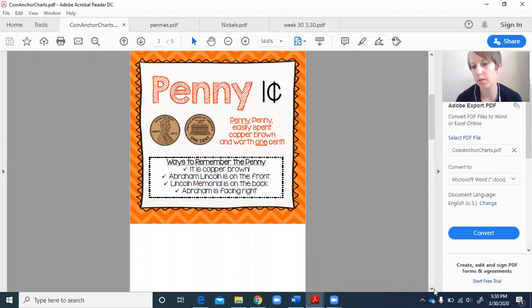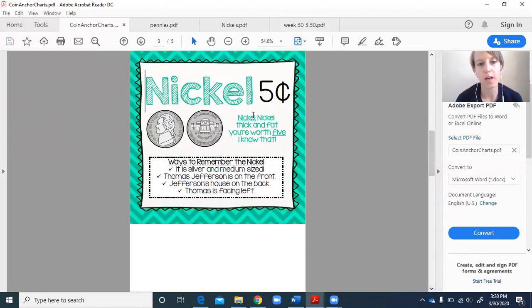Okay, let's look at the nickel. So a nickel is worth 5 cents. And here's a fun little poem to remember this by. Nickel, nickel, thick and fat. You're worth 5, I know that. So here's some easy ways to remember the nickel. It's silver and medium sized. Thomas Jefferson is on the front. The Jefferson house is on the back. And his face is facing left, pointing the other direction from the penny.